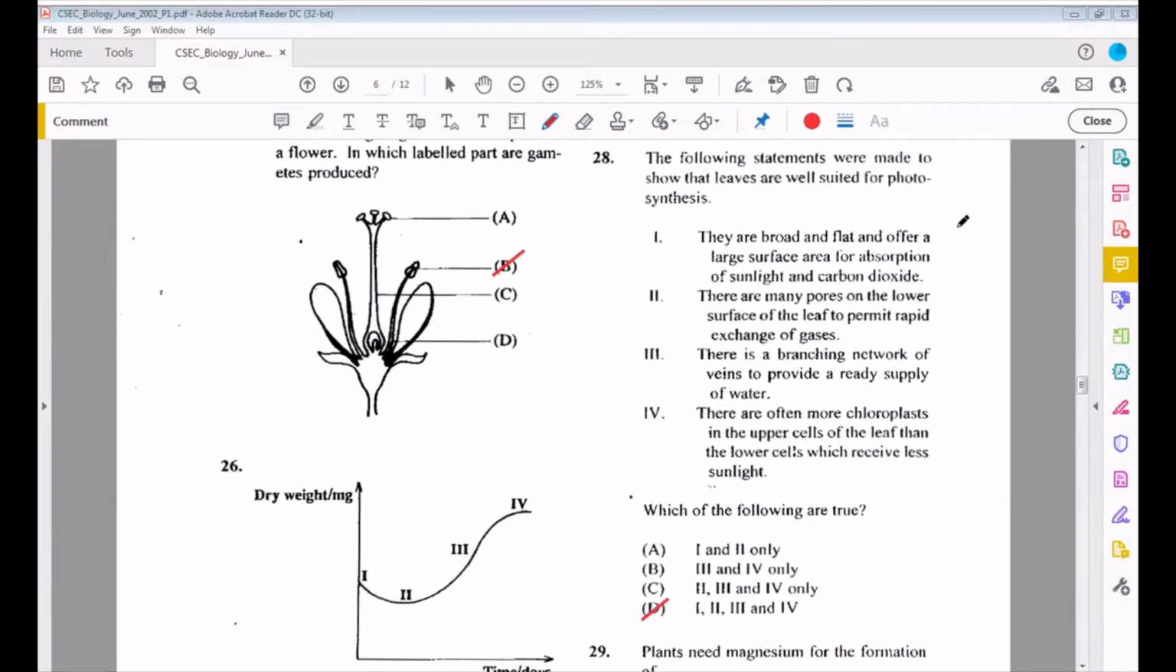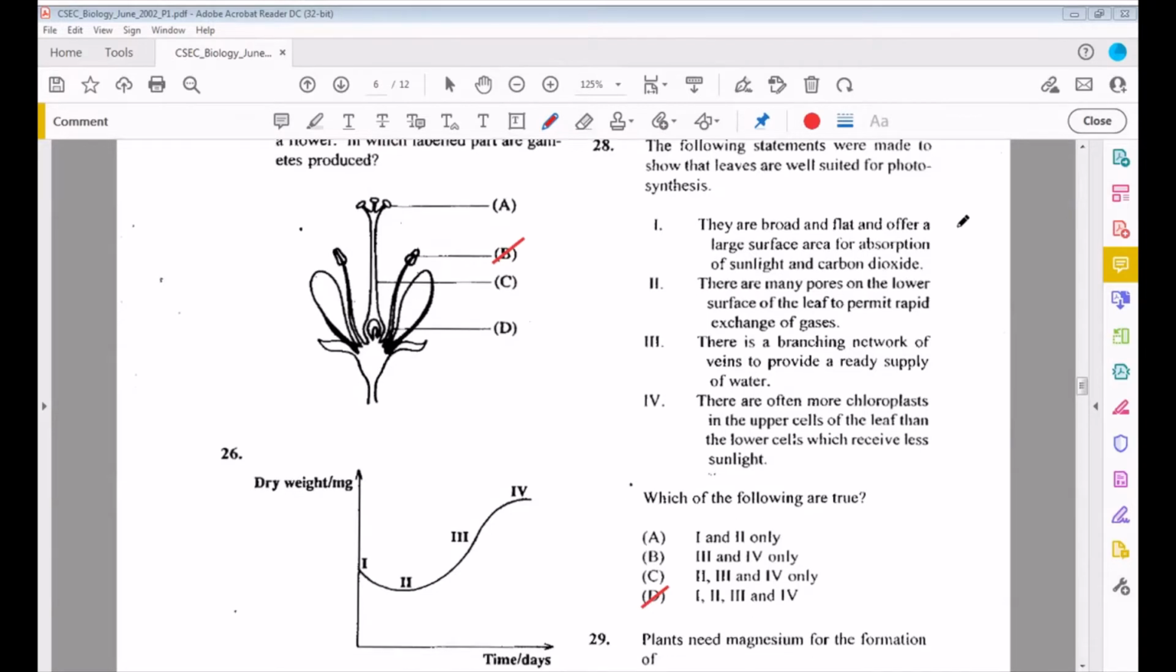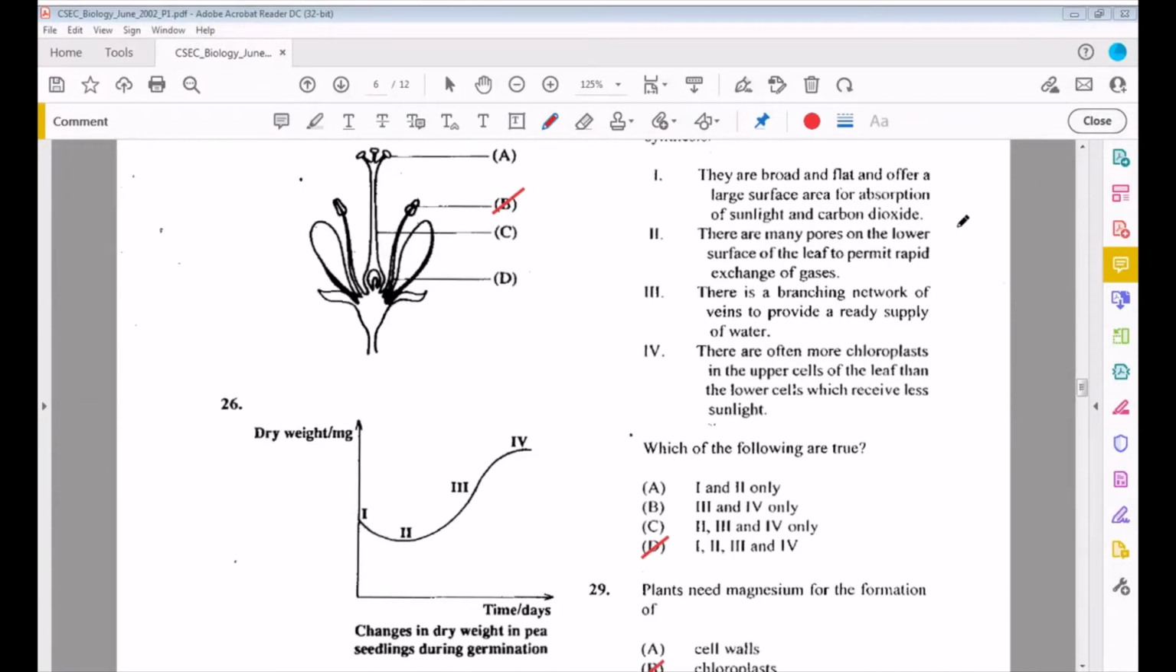28. The following statements were made to show the leaves are well adapted for photosynthesis. We have 1, 2, 3, and 4, and they are asking us which of the following are true. The answer is D, all of them. The fact that the leaves are broad and flat and offer a large surface area for absorption of sunlight and carbon dioxide, that's true.